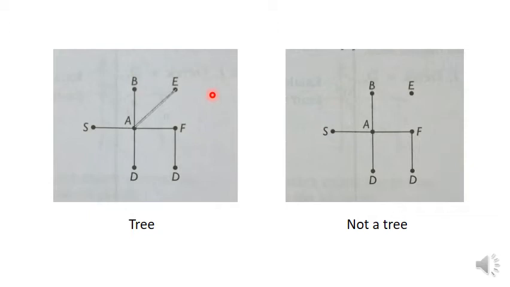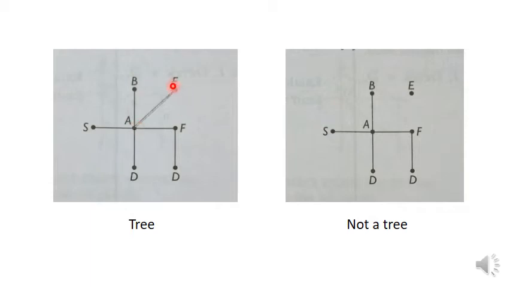This graph is a tree. Okay, why? Because all the vertices of the graph are connected. Okay, how to explain this? Look at vertex B and then vertex A. Vertex B is connected with vertex A.